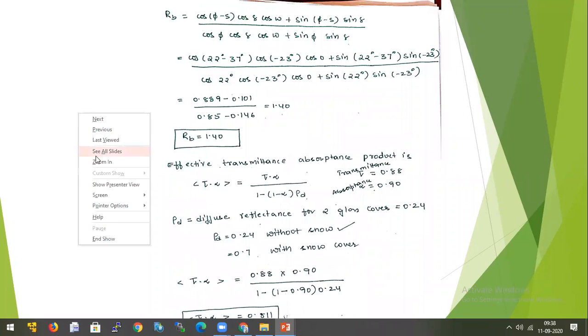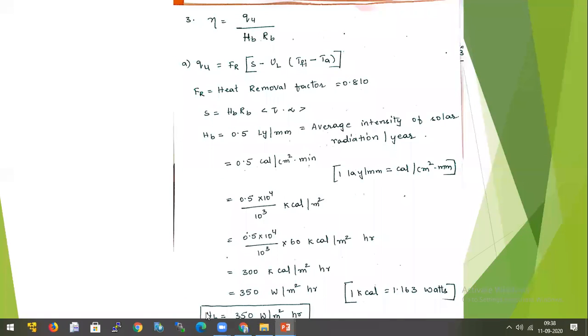You have to specifically see this. Kilocalories means 300 value, watt per meter square means 350 value. We have to take this value 300, because QU is taken in kilocalories, that's why HB will also be in kilocalories, 300.